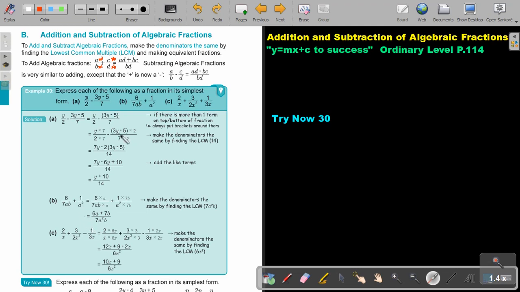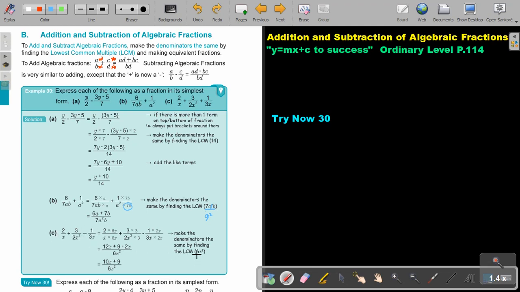Okay. The next one, what is the LCM? In this case, there's a 7, there's an a squared, and there's a b. So I multiply 7b. How do I find that 7b? I can just say 7ab divided by a squared. So if that divides, I'm left with that 7b. So whatever I multiply at the bottom, I also multiply at the top. And then I just get this. Nothing can simplify further.